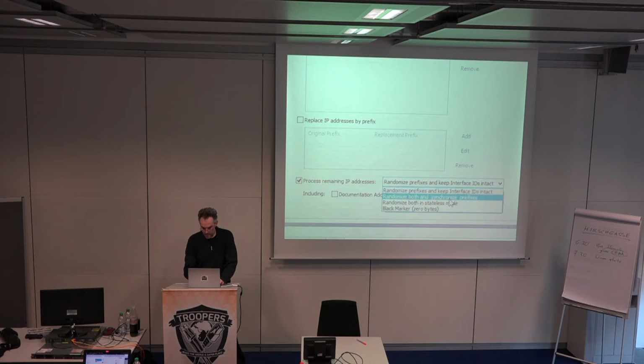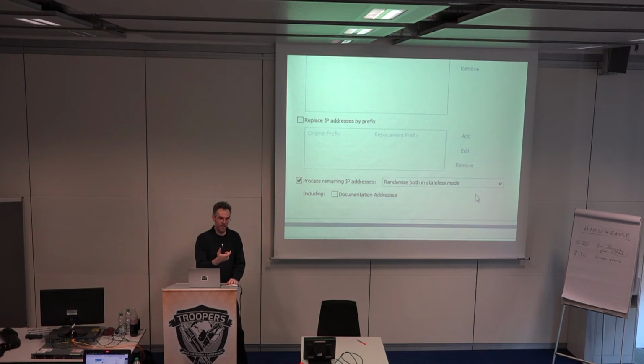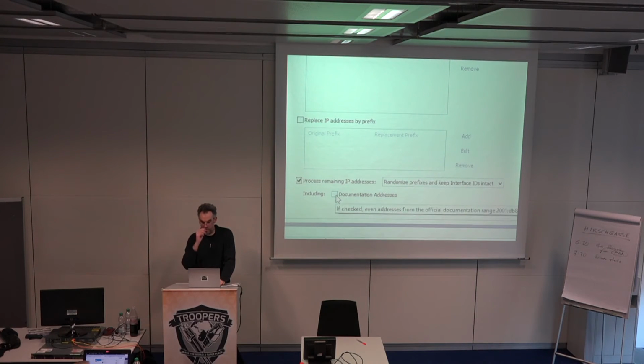You can also say, well, randomize both, which means the prefix should be new and the interface ID should be new. And randomize both in stateless mode, which means randomize it every single time. This is different from the other two in a way that as soon as I randomize a prefix, I will store it in a database, and when I see the same original again, I will use the same replacement so that it stays consistent. If you do this, it will randomize it every single time, so you get a completely different IP address for every occurrence that you have. So usually the best one is probably this one. And if you check include documentation addresses, it will also do that for documentation addresses, otherwise they will be left alone.